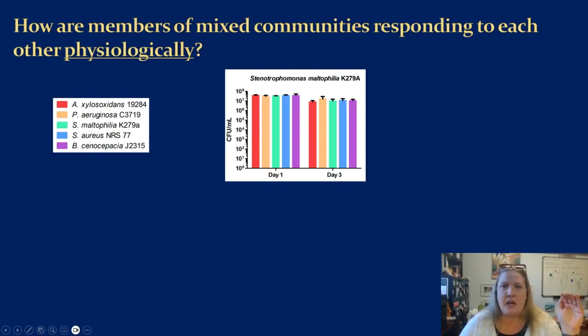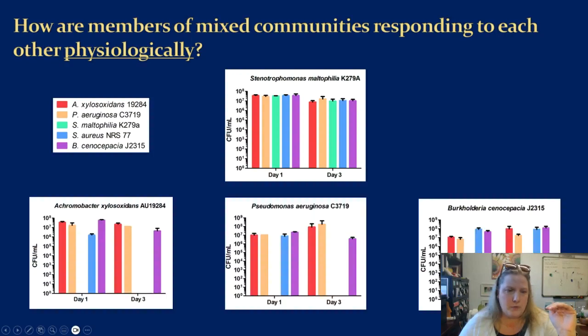It does fine on its own. It does fine when it's in the presence of anybody else. It is not inhibited in any way. In contrast, the other gram-negatives that we study, which are Achromobacter, Pseudomonas, and Burkholderia, you can see that for each of these, like Achromobacter, when it's by itself, are the red bars in the lower left-hand panel, and when it's with these other ones, you can see the relative amounts there.